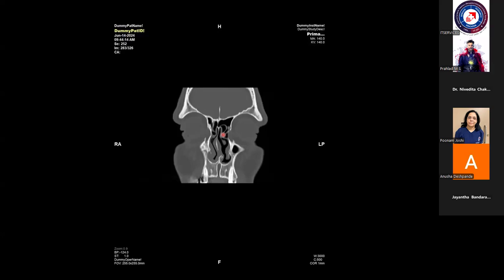Also T1 weighted MRI will be more sensitive for visualizing the subtle perineural spread. And as we go higher up intracranially, again the role of MRI will keep on increasing. Till it is at a lower level, it is CT. As we go superiorly, it's MRI.